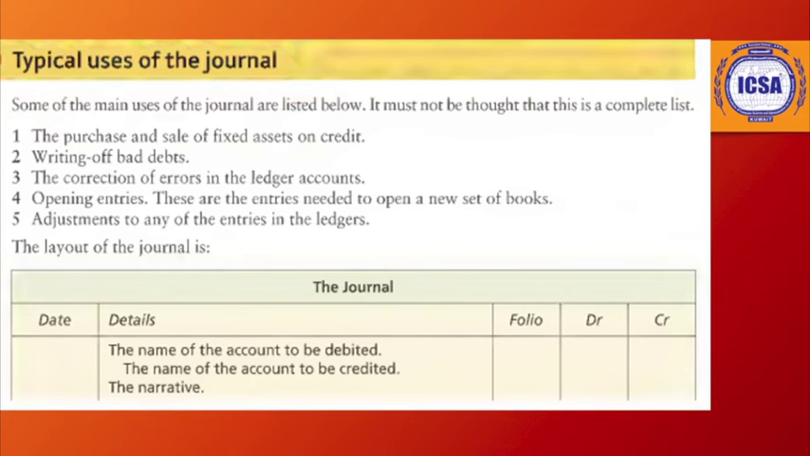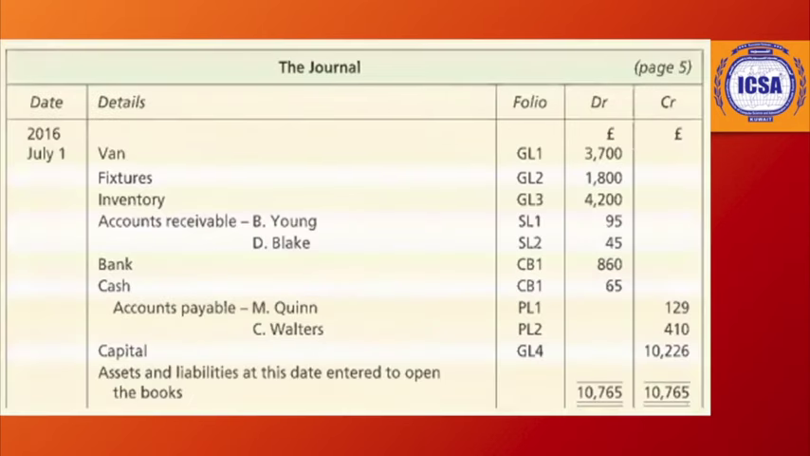So here is the layout of journal. The journal has date column, details, folio, debit, credit, along with currency signs. The name of the account to be debited is on the debit, the name of the account to be credited is on the credit, then a simple narrative will be written there along with the amounts. Here is an example of a compound entry that is recorded in the journal. We can see the narration that tells us what is going on in this transaction: assets and liabilities at the date entered to open the books.